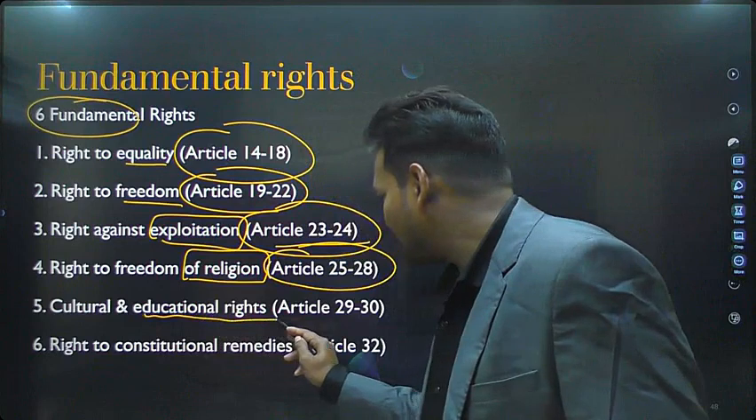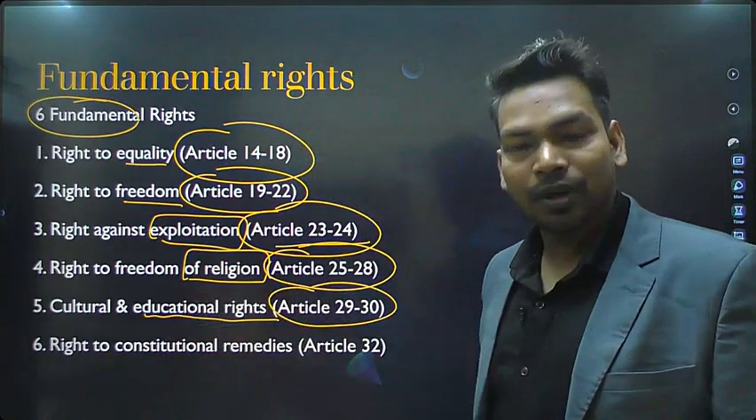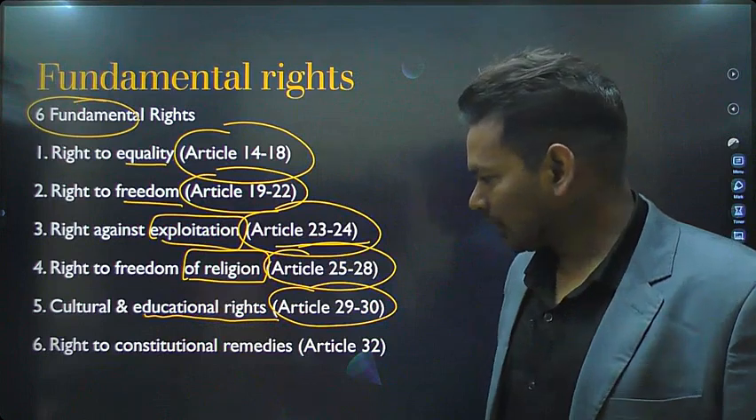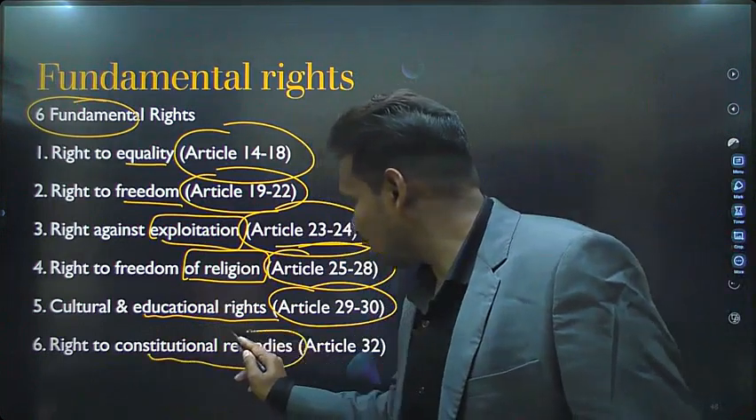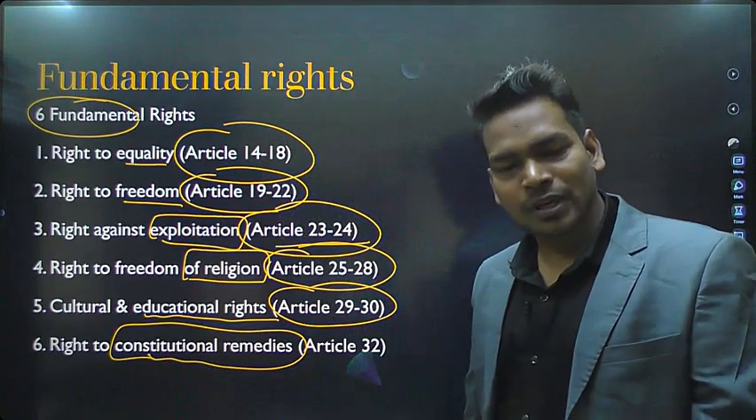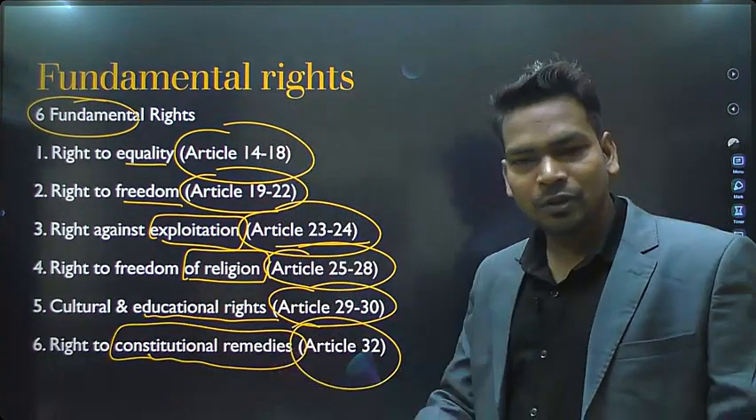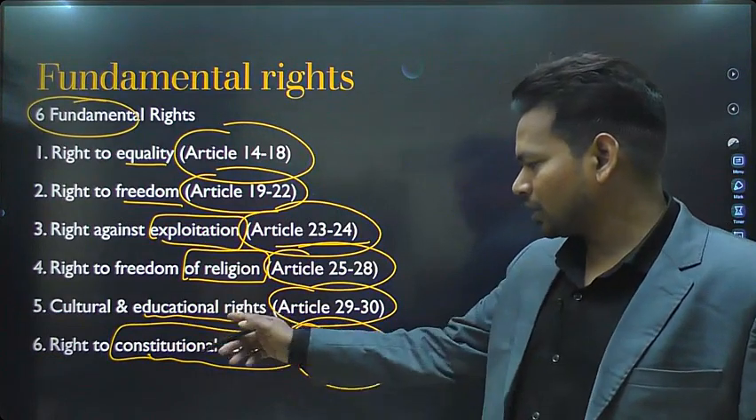Cultural and educational rights, Article 29 to 30. You have the educational rights. Then the right to constitutional remedies. If anybody is violating your rights, or anybody has arrested you, or any problem is associated, you can go to the court. Article 32. You have the option to approach the court. That is called constitutional remedies.